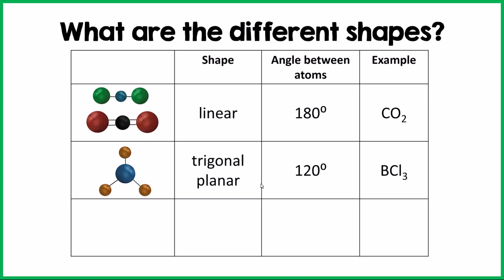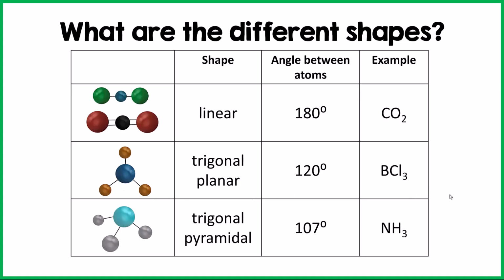The second shape is trigonal planar. So tri obviously means 3. We've got 3 atoms bonded around one central atom. They are all in the same plane. So if we were to turn this sideways, it would be flat, like a piece of pizza, let's say, triangular, but none of these are sticking up. They're all on the same plane. So we call that trigonal planar. And the angle between the atoms is 120 degrees, or a third of a circle. An example of that is boron trichloride, with the boron being the center atom and then 3 chlorines around the outside.